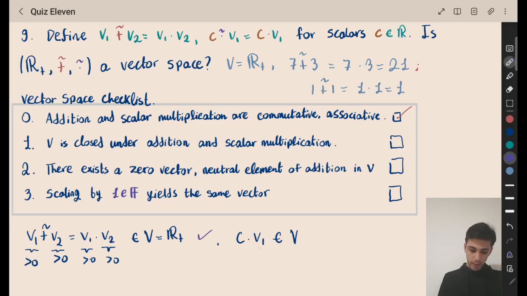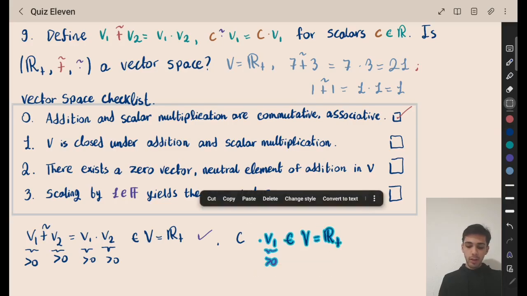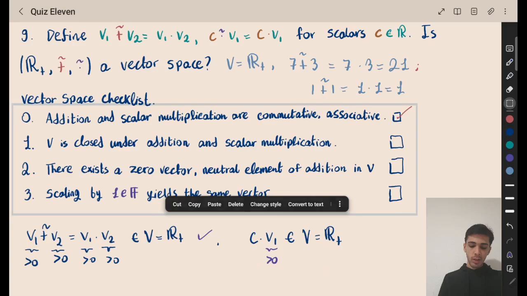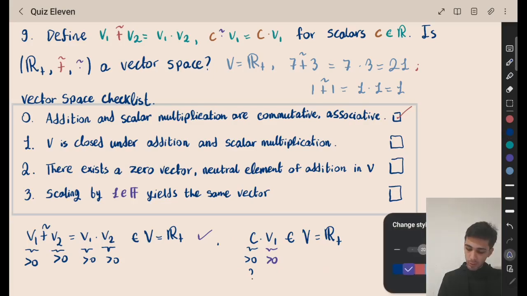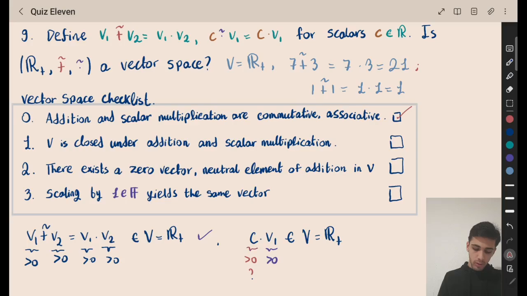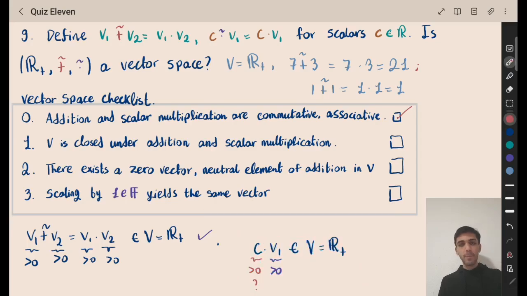V1 is greater than 0. V is of course our vector space, which is R positive, so it needs to be greater than 0. Then if I want this to be a true statement, I must restrict my C to be greater than 0. And now I ask you the question, is this even possible? I put this question mark like this. Is this possible? Maybe try to pause the video and think about it.